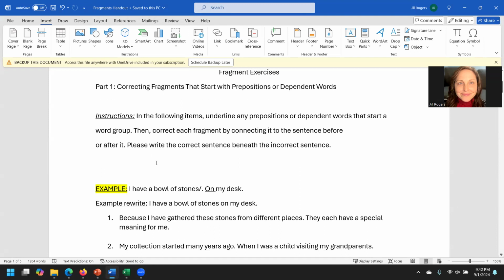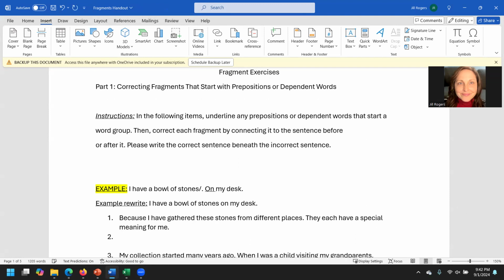What you need to do for these items is underline any prepositions or dependent words that start a word group. Then correct each fragment by connecting it to the sentence before or after it. Please write the correct sentence underneath here, like that. Sorry, it's a little annoying because you have to push enter, and then the numbers change. But it's all there for you, so it's easy for you to do.